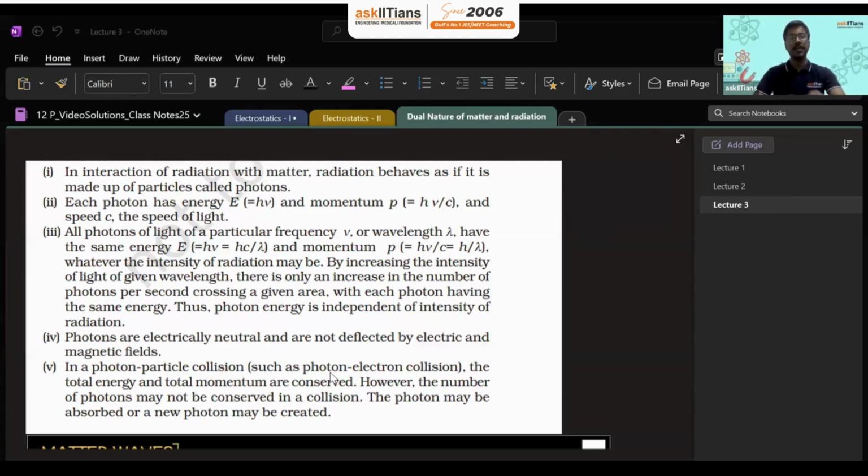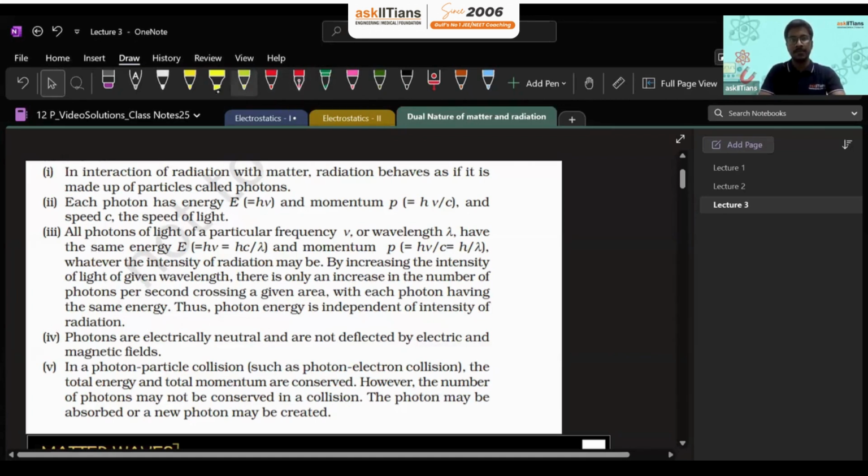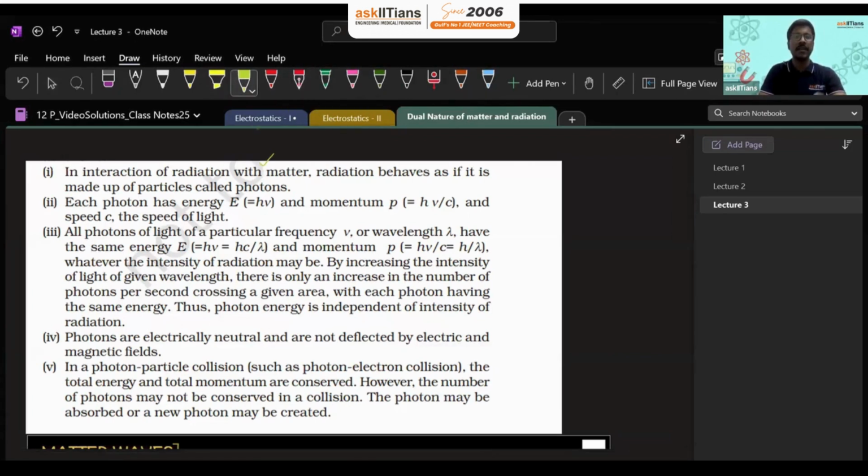So we have seen that in an interaction of radiation with matter, radiation here means basically the light itself, right? When light interacts with matter, it behaves as if it is made up of particles called photons. Each photon has a certain value of energy, and that value of energy is given as E is equal to h nu, where h is Planck's constant and nu is the frequency. E is the energy of the corresponding photon.